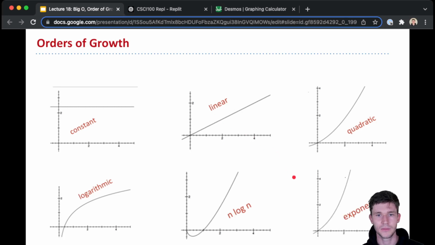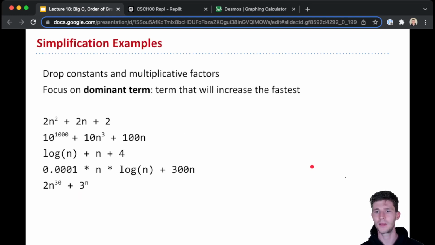Then on log n and exponential, I won't talk about those right now. But let's get to some more practical examples here of how to get an order of growth. I mentioned that to get the order of growth, you take the number of operations, if you counted them directly, and you drop the constants in the multiplicative factors. That's because, again, we want to focus on the dominant term.